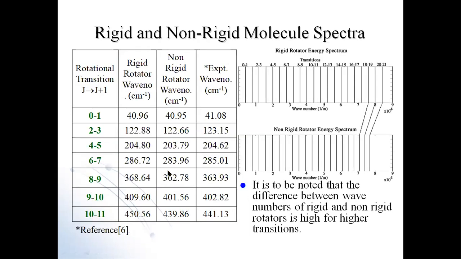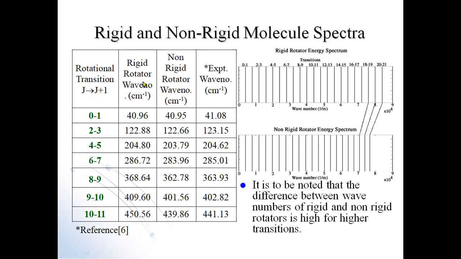You see here, these are the results which I have calculated by writing a small program. Here also you can prepare a program, or you may write an Excel sheet, and you have a transition from J to J plus 1, that is 0 to 1. I took the transition from 0 to 1, whose wave number is 2B.